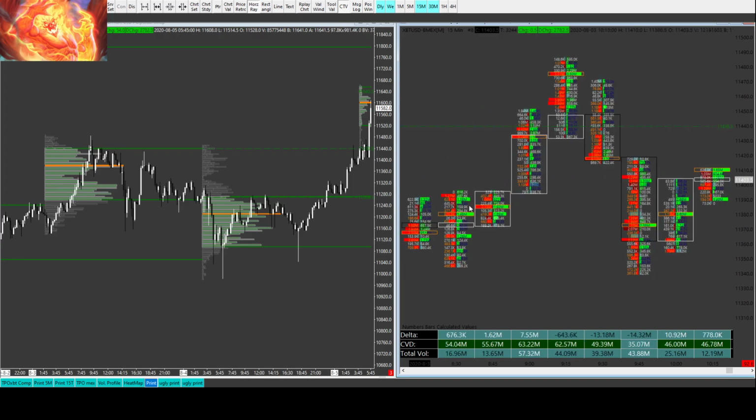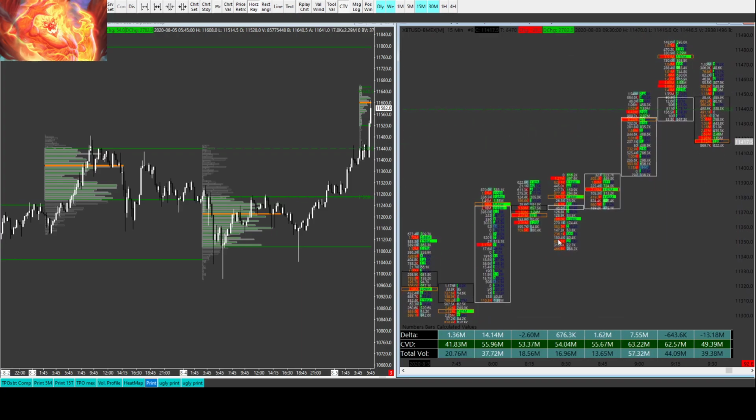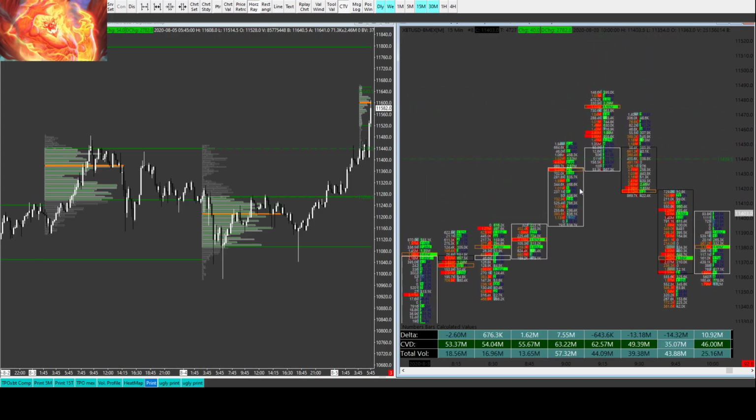Oh wow, it's perfect. Okay, so we're aggressively buying into the high, right, where we have resistance. We aggressively buy through the resistance, and the sellers step in hard, right? I don't really know which order the buys and sells were going through, but it's safe to assume that the buyers stepped in first and the sellers stepped in afterwards.